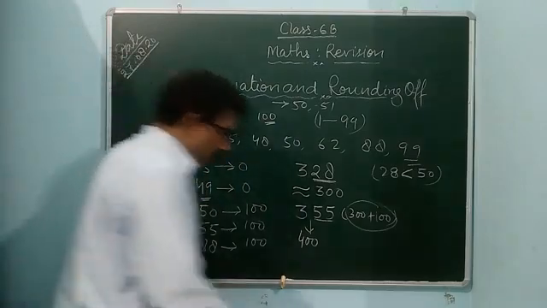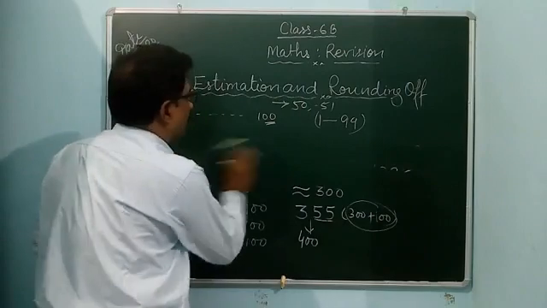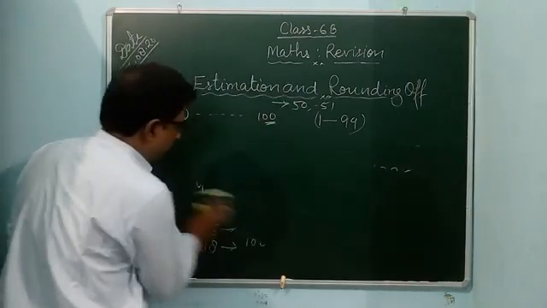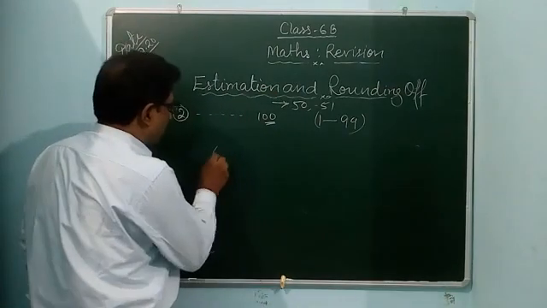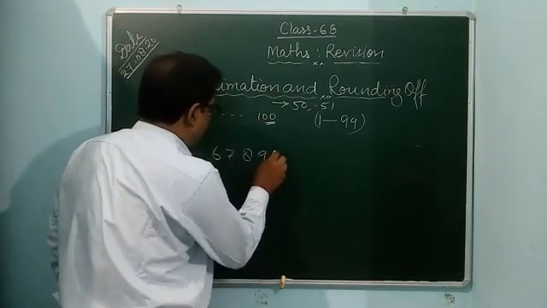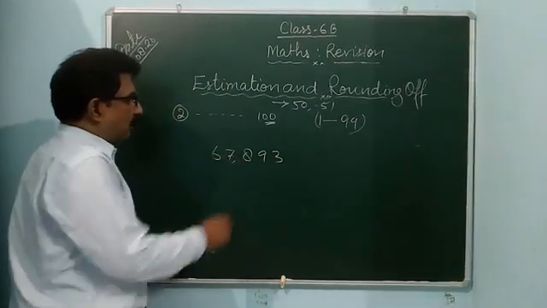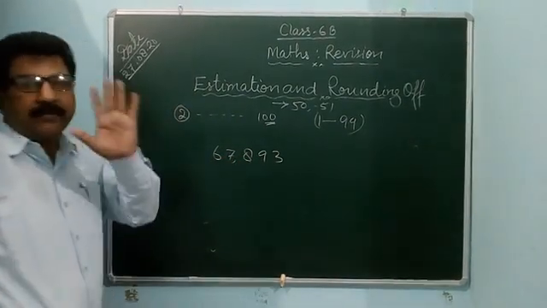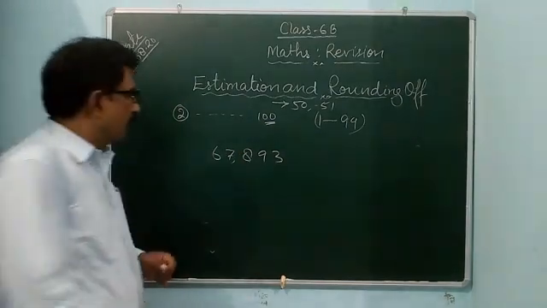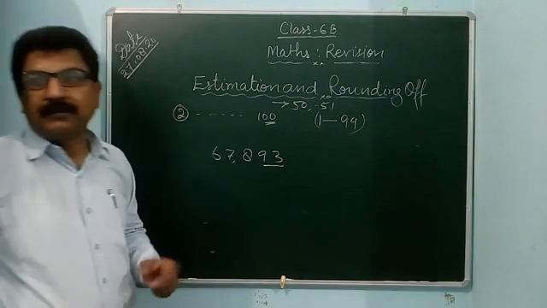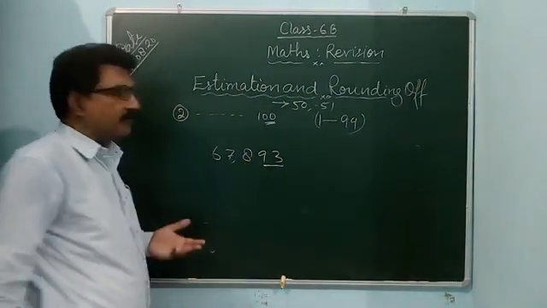If you are taking a 5-digit number, such as 67,893, how can you estimate to 100? You take the last 2 digits. It is 93. 93 is more than 50. It means it will be 100.